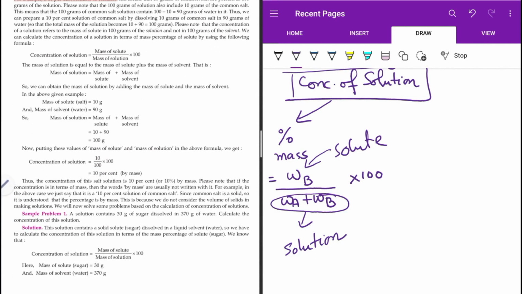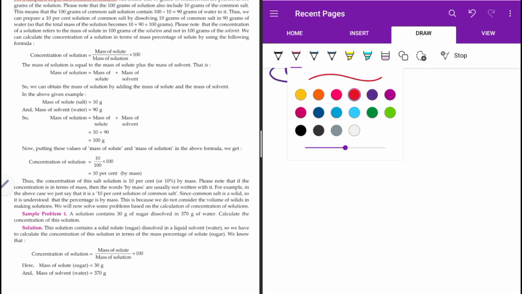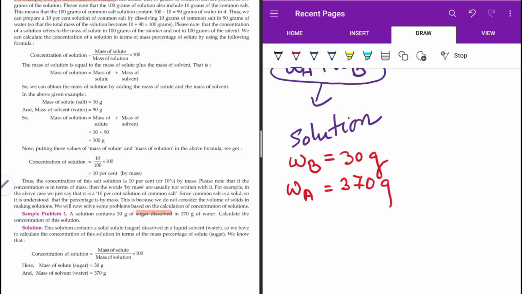Suppose a solution contains 30 gram of sugar dissolved in 370 gram of water. Sugar I am taking, so obviously solute is sugar. So WB, the mass of the solute, is equal to 30 gram, taken in 370 gram of water. So mass of solvent is equal to 370 gram. Calculate the concentration of the solution.